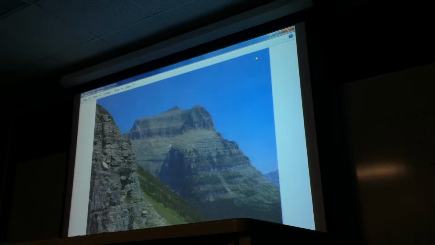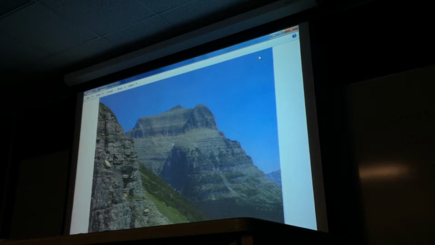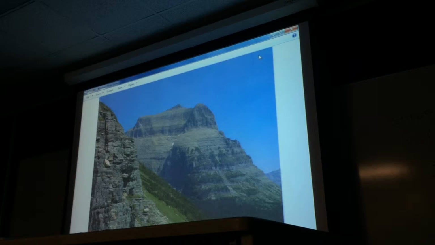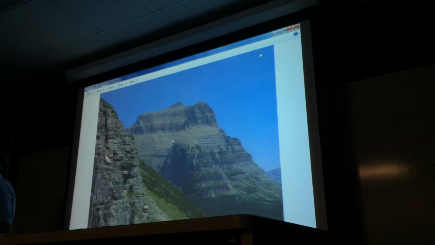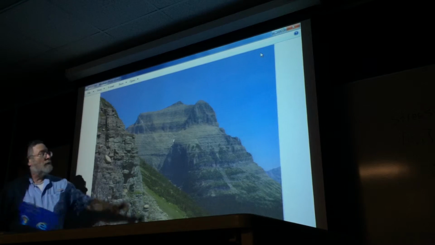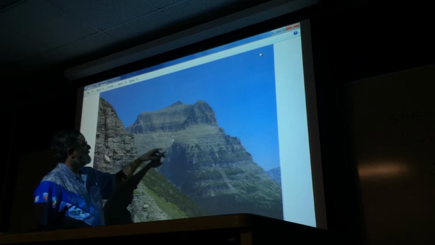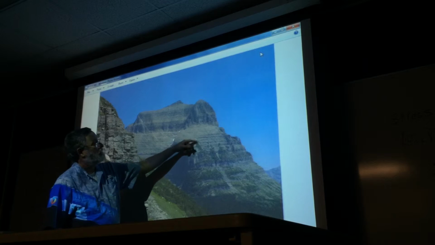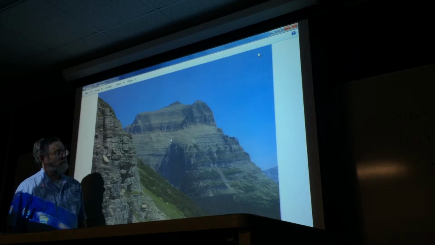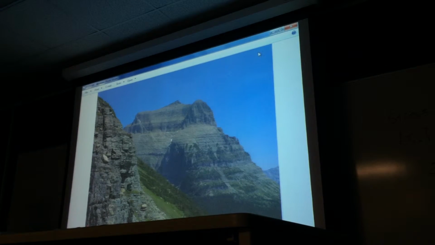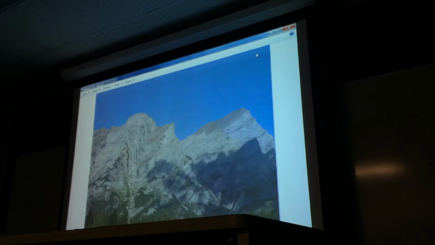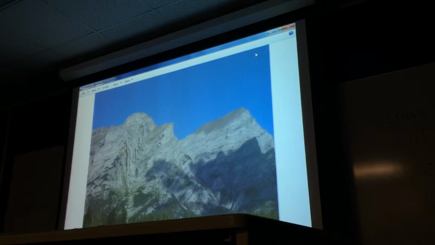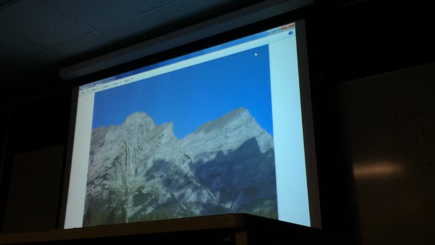Now we're at Glacier National Park here, Logan Pass. Anything happening? Yeah. We've got a fault right there. We've got these interesting fractures in this particular system on the edge of our glacial valley. What is it? It's a rock!